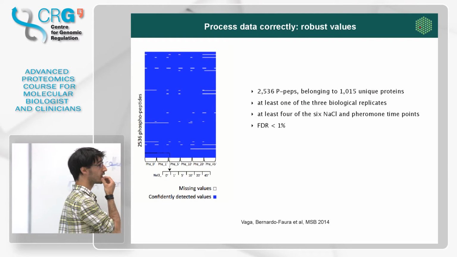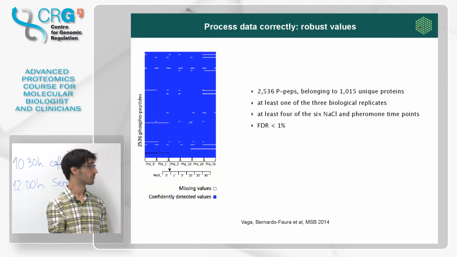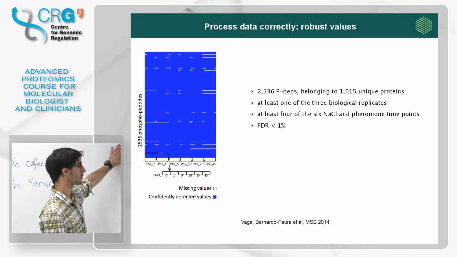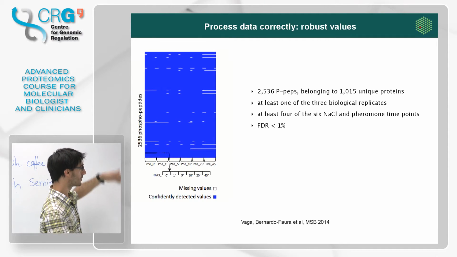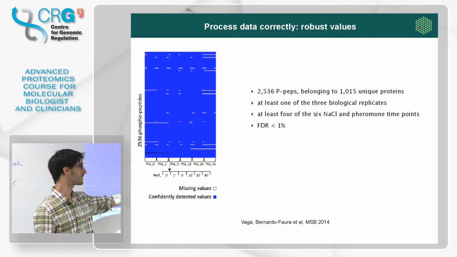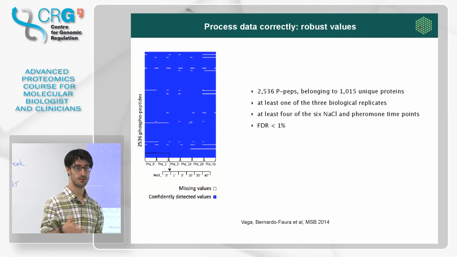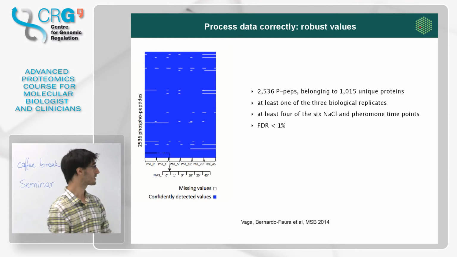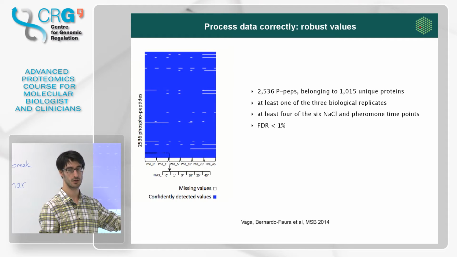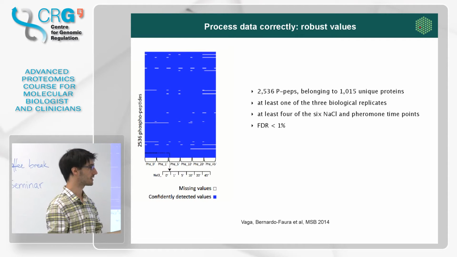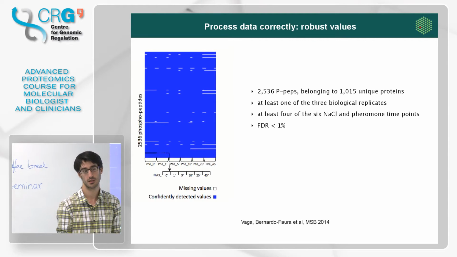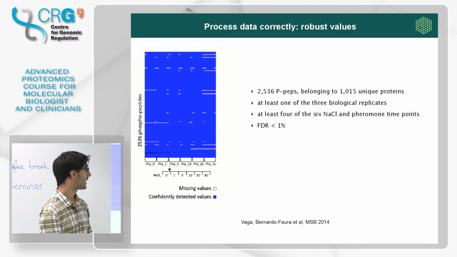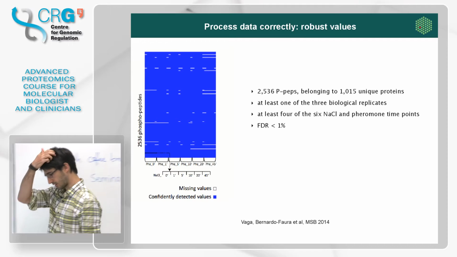Another thing that you can do is only take those data points that are more robust. So in our case, for example, this heat map that I just showed you was in the end merged into 2,536 phosphopeptides, which can be mapped to 1,015 unique proteins. And what we did to make it robust is that we took the data points that are shown at least in one of the 3 biological replicates and at least in 4 of the 6 salt and pheromone time points. That was our threshold to consider them robust. This is something that you need to decide in your case for your experiment. And then we used a false discovery rate lower than 1%.